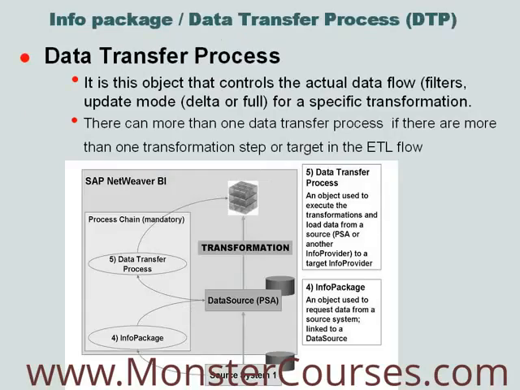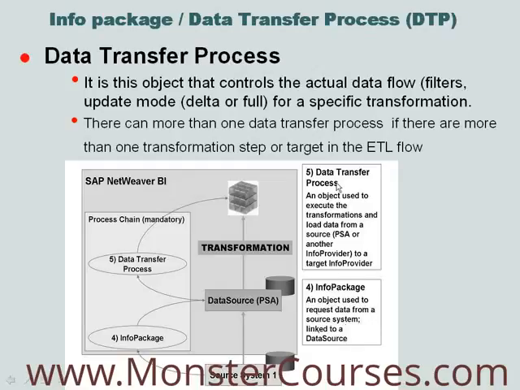Okay, the DTP. This is the object that controls the actual data flow, where we will have some filters and update modes. This is very important: how the data will be processed into the info cube with the help of transformation. When you want to load data from PSA to multiple info cubes, obviously they will have multiple transformations and DTPs.